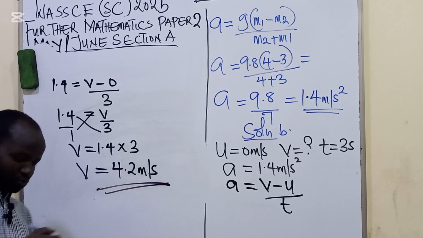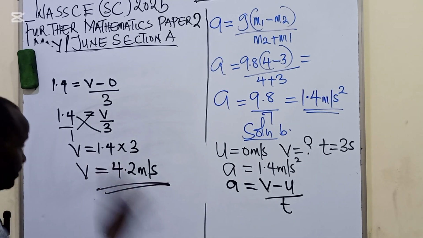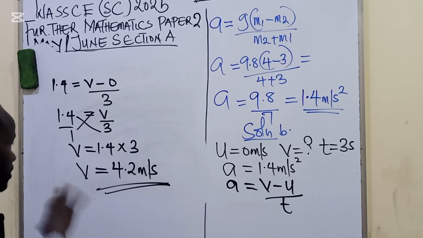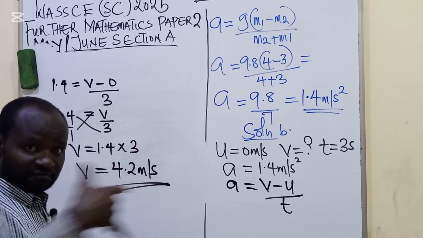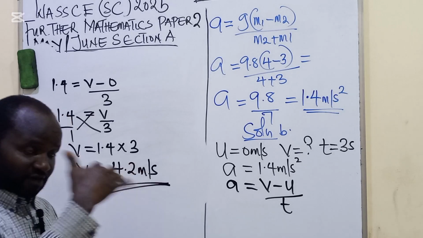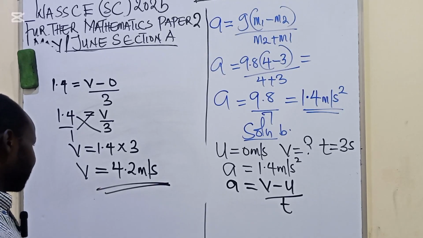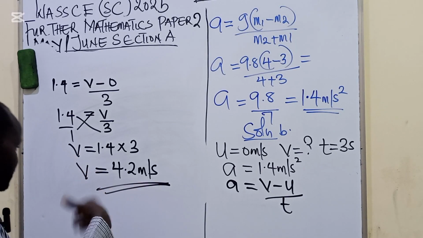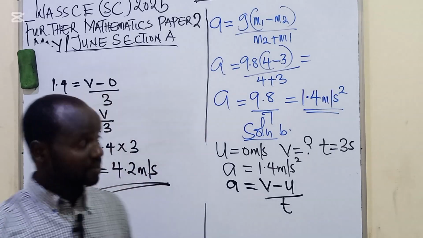Very important for you to put the units because this is under physics, dynamics, and this is under further mathematics as well. So the velocity after 3 seconds, or the speed and velocity, they mean the same thing. They are measured in meter per second. When the question says find the speed, it means velocity. Very important. So their velocity after 3 seconds is nothing but 4.2 meter per second. This is the solution to question 7.